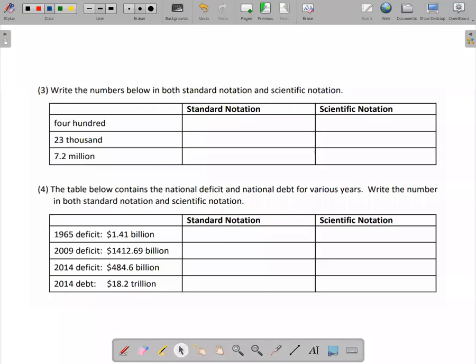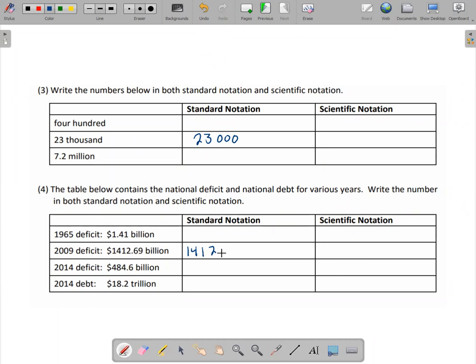Off we go. So here, 23,000 written in standard notation would just be a 2, a 3, followed by 1, 2, 3 zeros. That's all I want you to write. If I jump down to the next part, standard notation for this 2009 deficit, 1 billion, right? So this is going to involve some work.